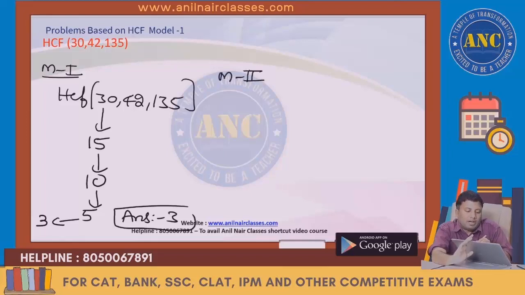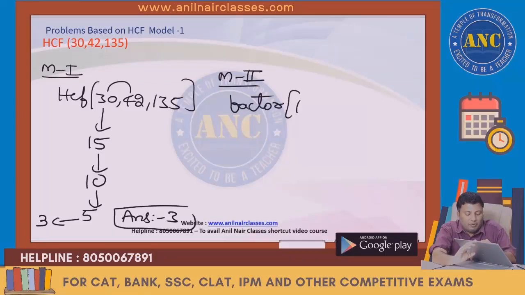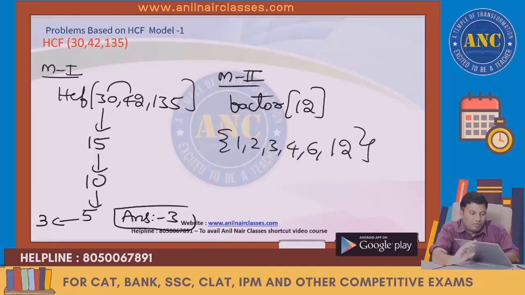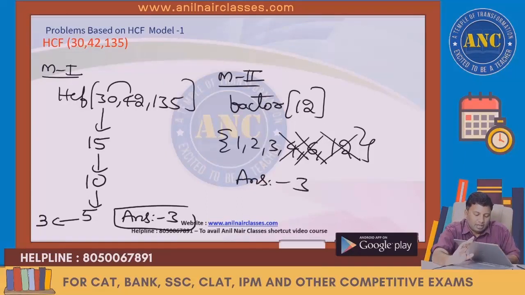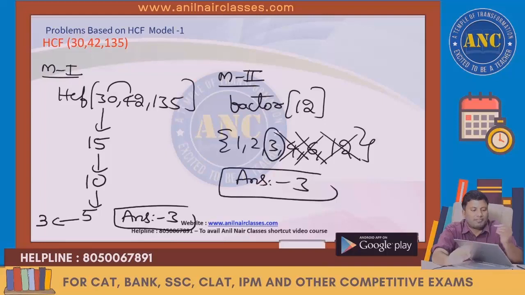Method 2: common difference, minimum common difference. 30, 42. Difference is 12. What are the factors of 12? 1, 2, 3, 4, 6 and 12. 12 cannot divide 30. 6 5s are 30, 6 7s are 42, but 6 cannot divide 135. 3 will divide every other number. So the highest common factor is 3.